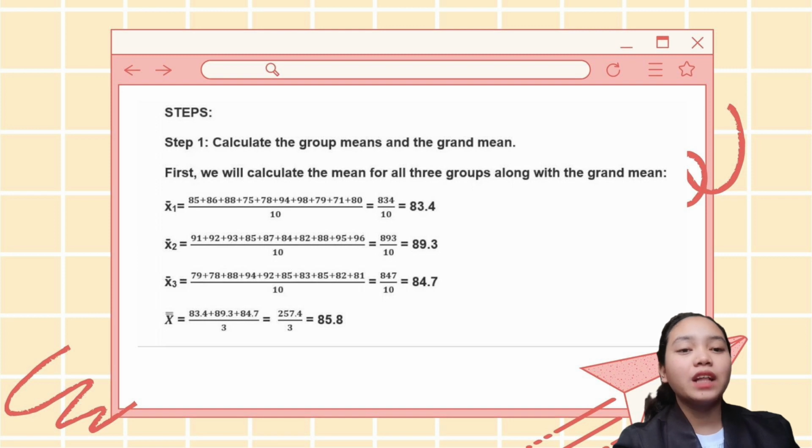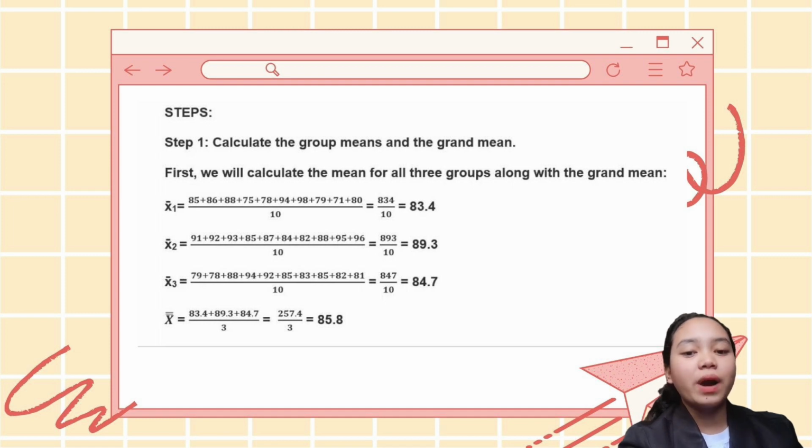Step 1. Calculate the group means and the grand mean. First, we will calculate the mean for all three groups along with the grand mean. Group 1: 85 plus 86 plus 88 plus 75 plus 78 plus 94 plus 98 plus 79 plus 71 plus 80, divided by 10, equals 834 divided by 10, which equals 83.4.